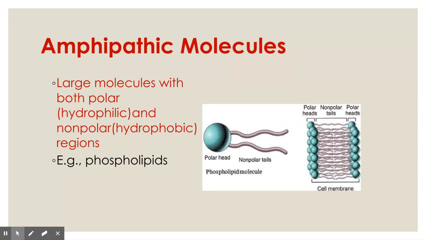A great example in biology are phospholipids. They make up cell membranes, and they pretty much form this double layer, with the outsides being polar and the insides being non-polar. So that is how we make a cell membrane, right? The outside and the inside can interact with water. This middle layer does not.